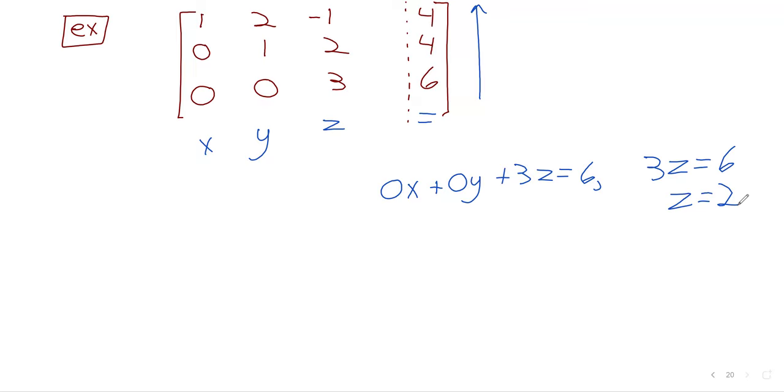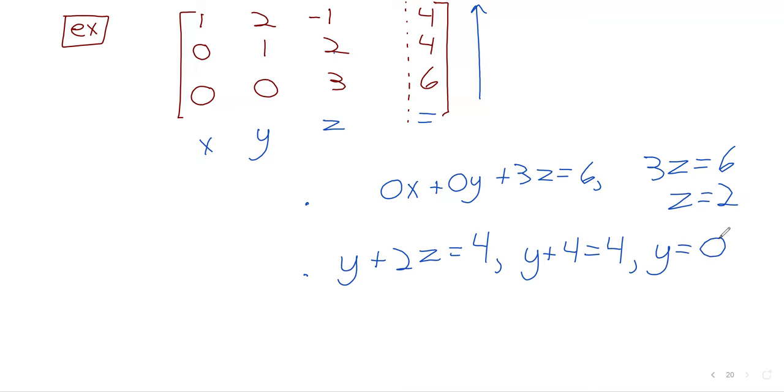Go up a row. 0x plus y plus 2z equals 4. Well, we know what z is. We know that z is 2. So this is telling us that y plus 4 equals 4. And this tells us that y equals 0.